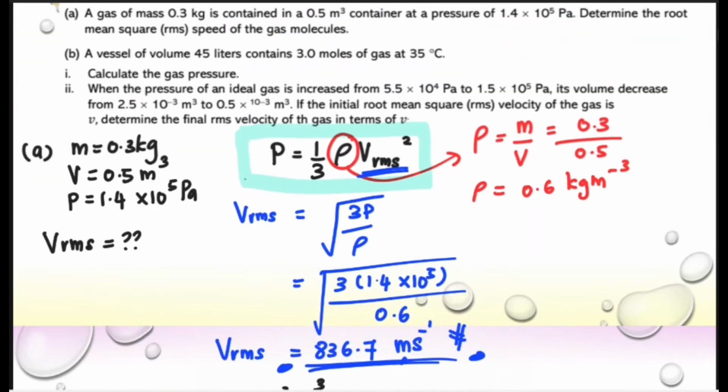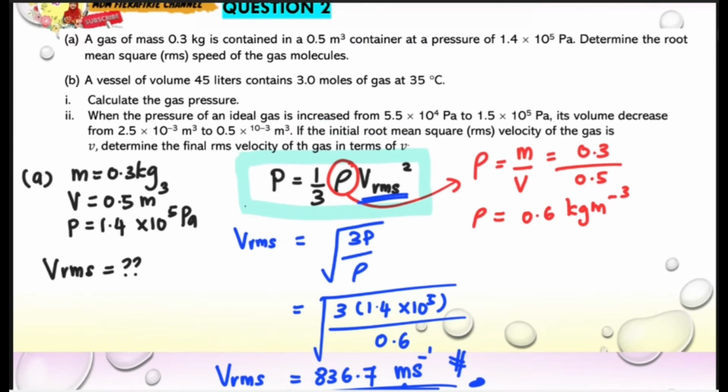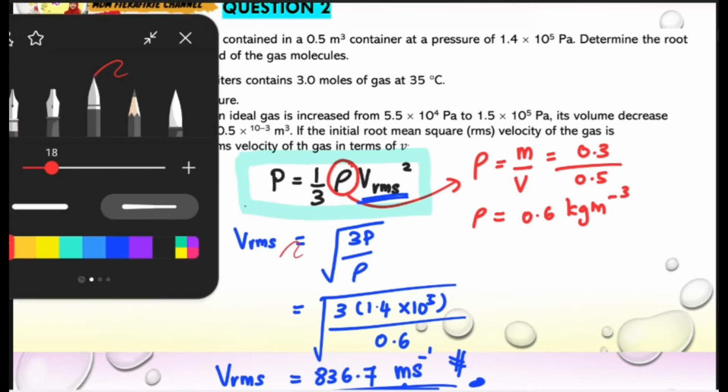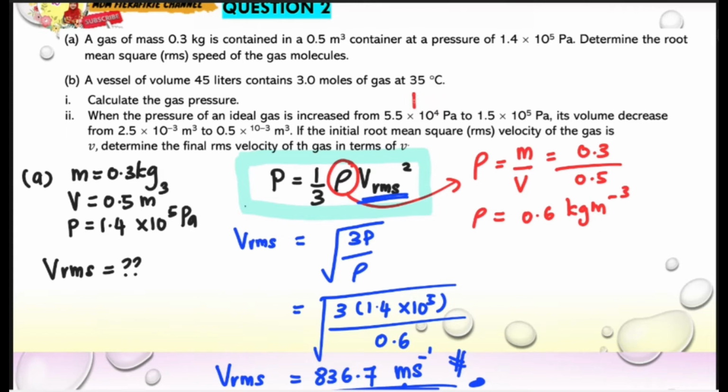Okay, and then B2, what does the question ask? Okay, look here. When the pressure of an ideal gas is increased, let's read carefully. So we have P1, the pressure is increased from 5.5 exponent 4 Pascal to P2, or P initial and then we have P final. You can use P1 and P2, no problem. So this is P1 and this is P2.